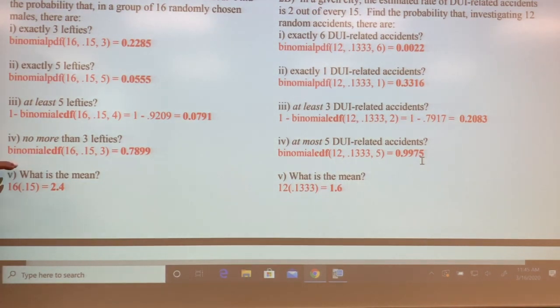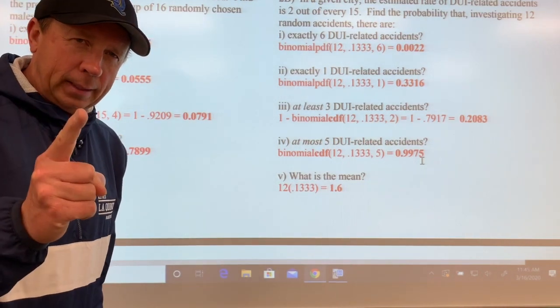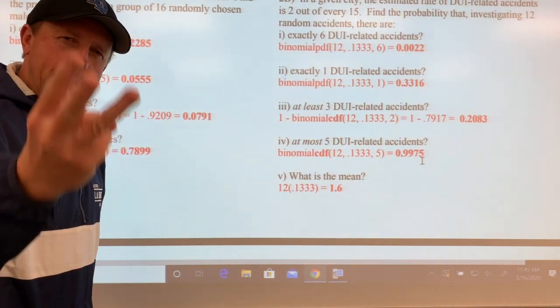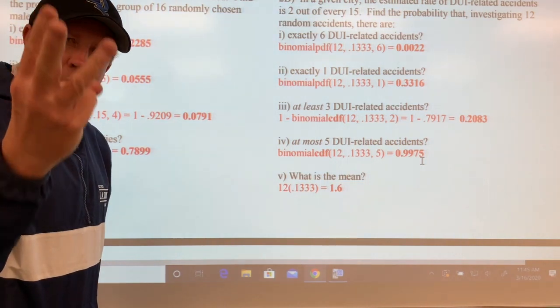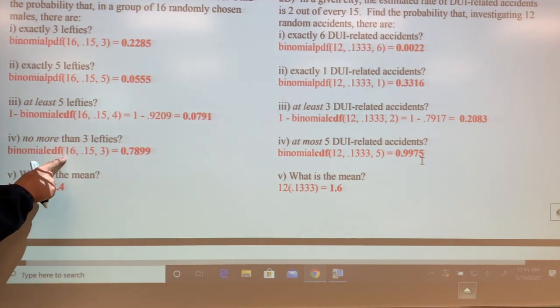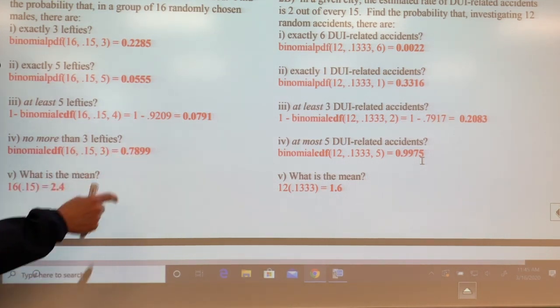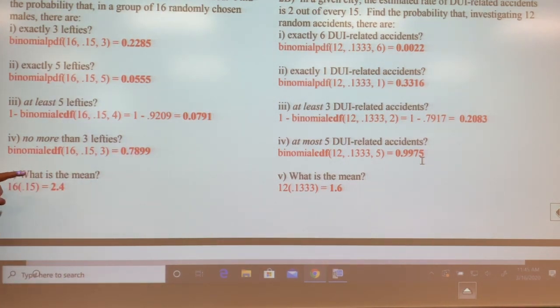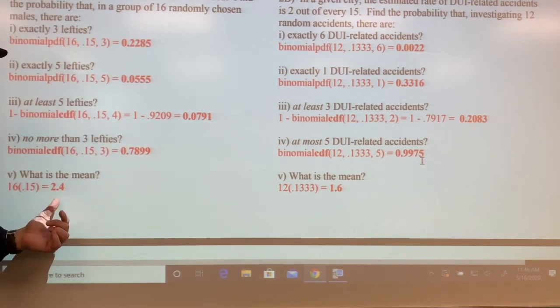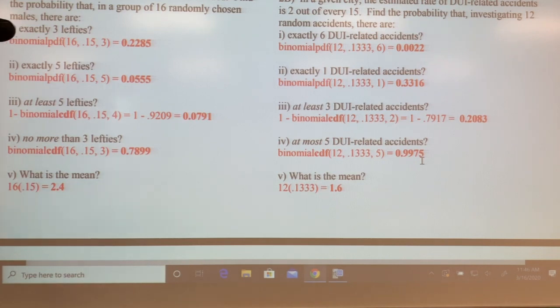All right. And now I'm going to do no more than 3 lefties. No more than 3 lefties means 3 or less. So I need to add up probability of getting 3 or 2 or 1 or none. Okay, that's 3 or less. And 3 or less will be simply binomial CDF 16, 0.15, 3, and that'll add up to that, okay? What is the mean? Now the mean of this is just going to be n, the number of trials, 16, times the probability of success, 0.15, and that's going to give me 2.4, okay?